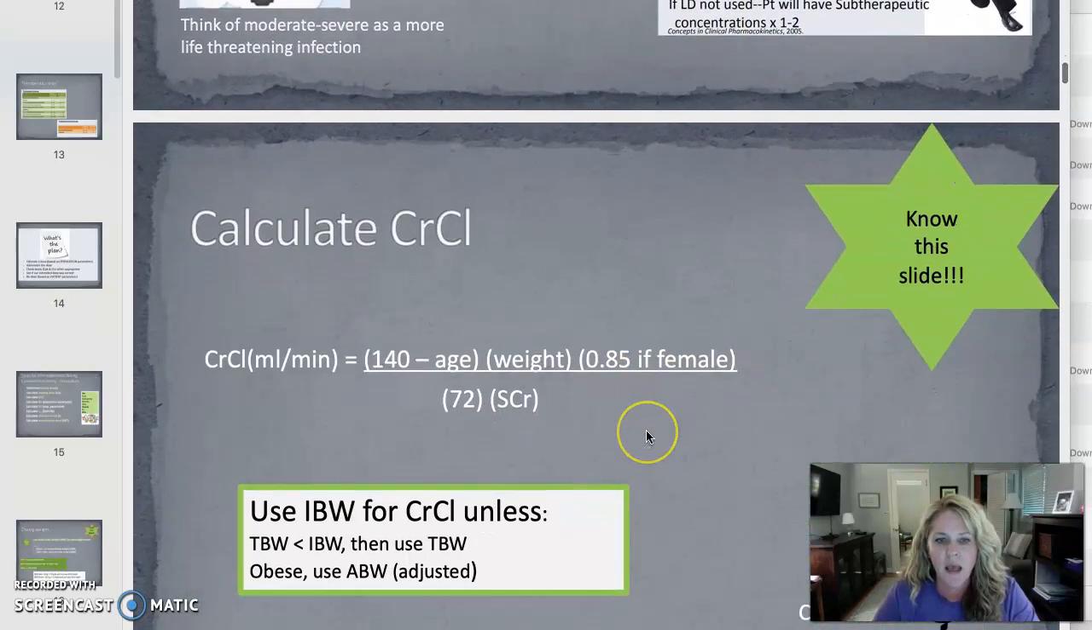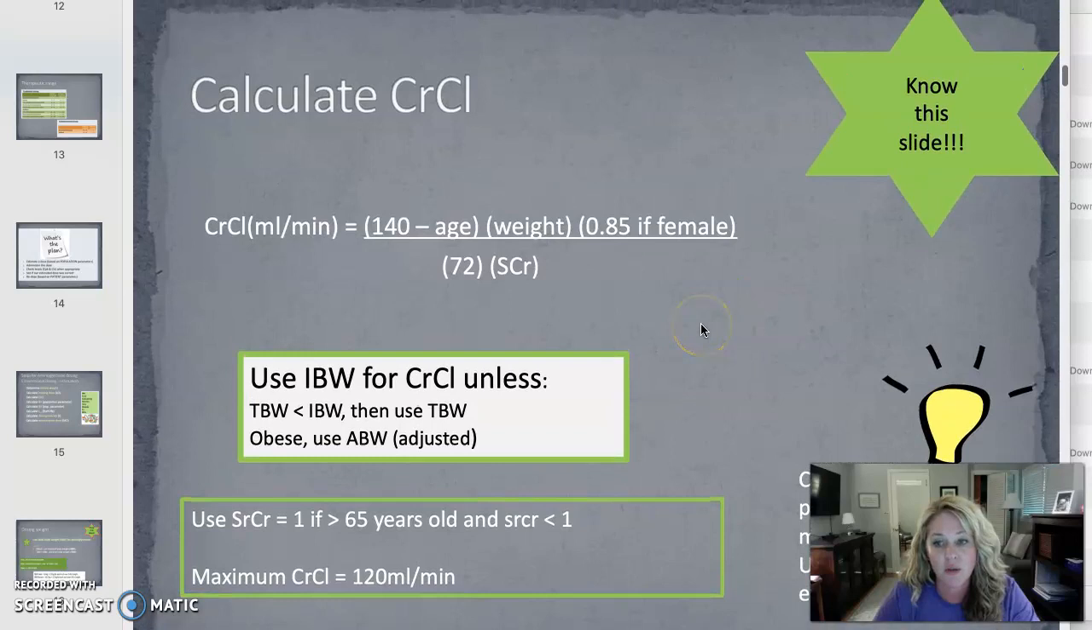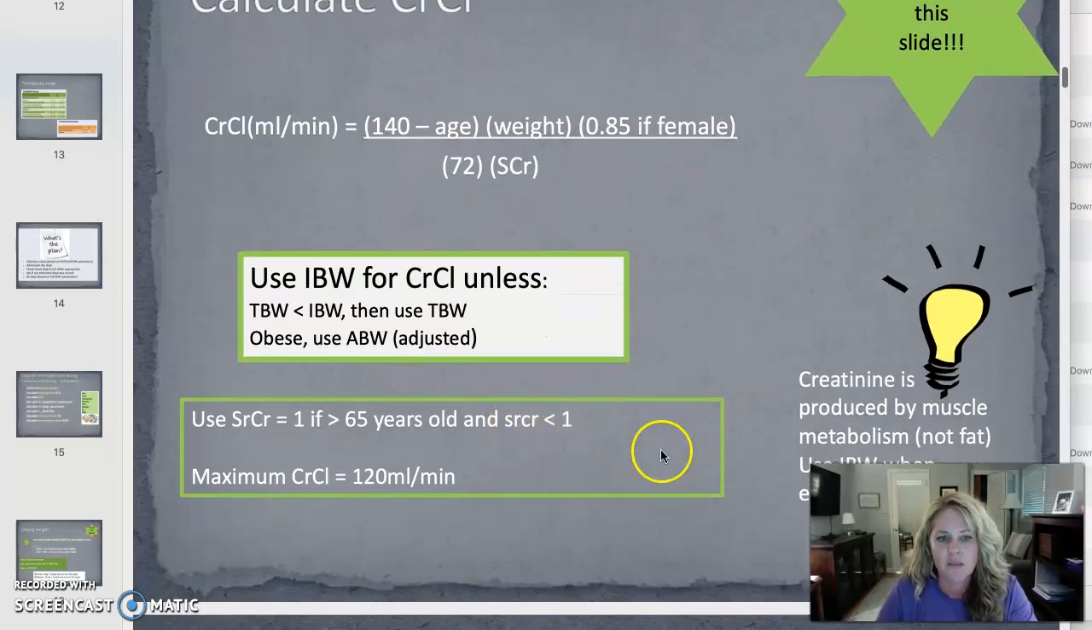Okay. How do you calculate creatinine clearance? You guys should know this by now, and I know you do. But here again is the formula. So always remember, it follows the same rules as aminoglycosides. So we use ideal body weight for creatinine clearance unless they're obese, which again is 125% of their ideal body weight, or if their ideal body weight is less than their actual weight, okay? So serum creatinine, we're going to round up to 1 if your patient's over 65 and their serum creatinine is less than 1.